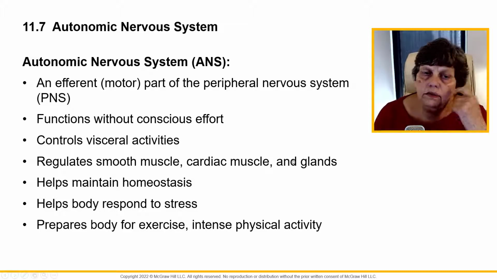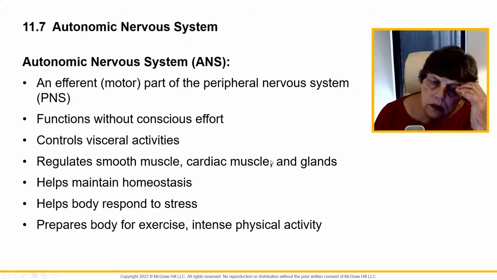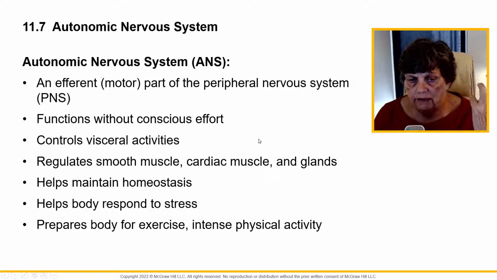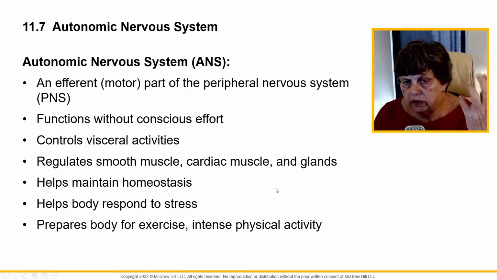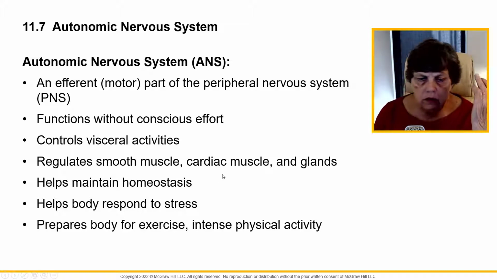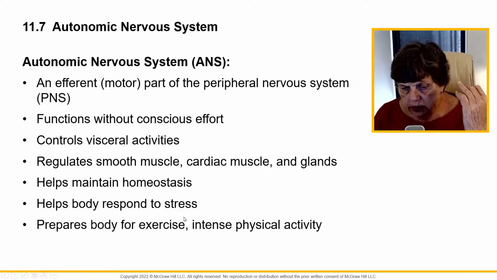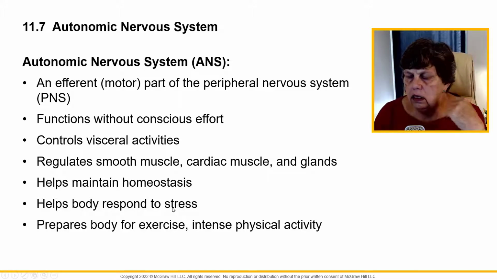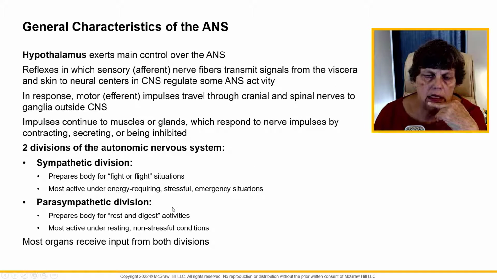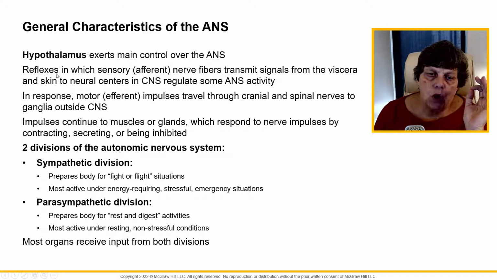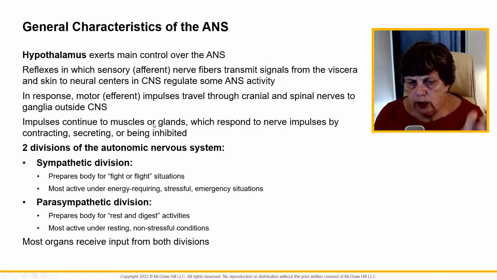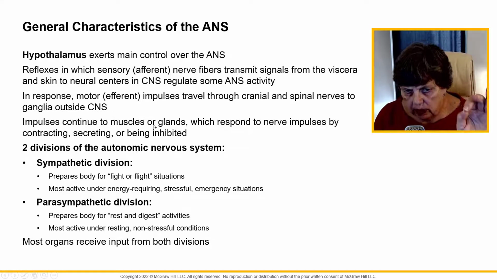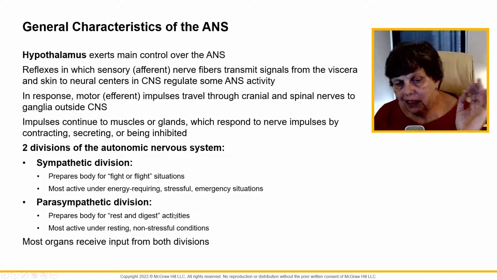All right, so off to the autonomic nervous system. This is without any conscious effort at all. Controls all the activities in the viscera, your major organs. So smooth muscle, cardiac muscle, all the glands, allows us to respond to stress, anything like that. We'll get into that in a second. So what happens is there's 2 divisions of the autonomic nervous system, the sympathetic and the parasympathetic. Sympathetic, fight or flight. Parasympathetic, rest and digest.